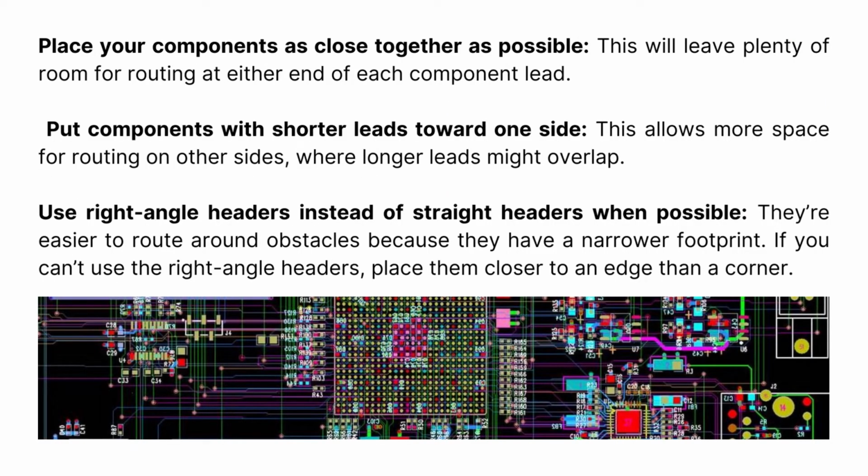Place your components as close together as possible. This will leave plenty of room for routing at either end of each component lead. Put components with shorter leads toward one side. This allows more space for routing on other sides, where longer leads might overlap. Use right angle headers instead of straight headers when possible. They're easier to route around obstacles because they have a narrower footprint. If you can't use the right angle headers, place them closer to an edge than a corner.